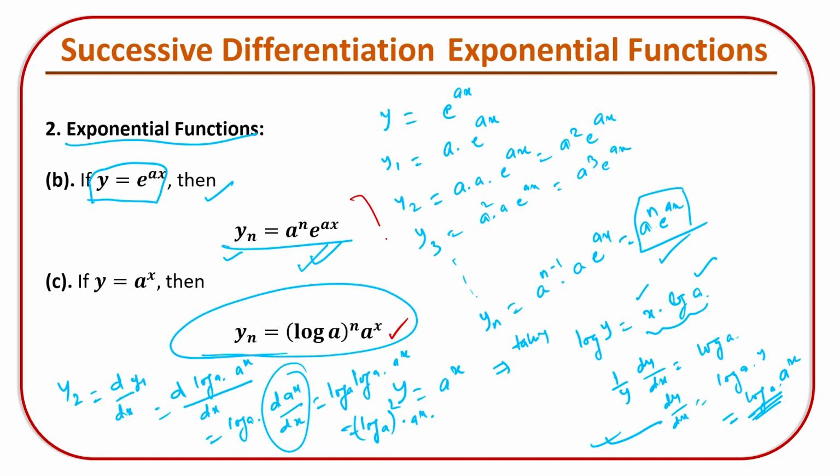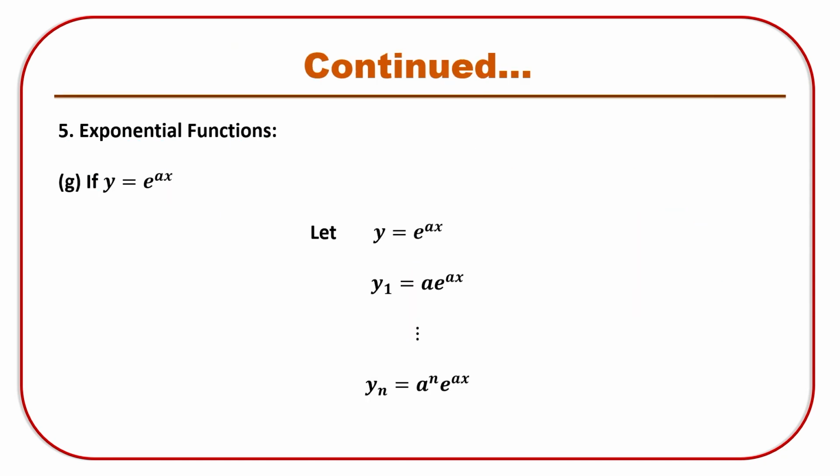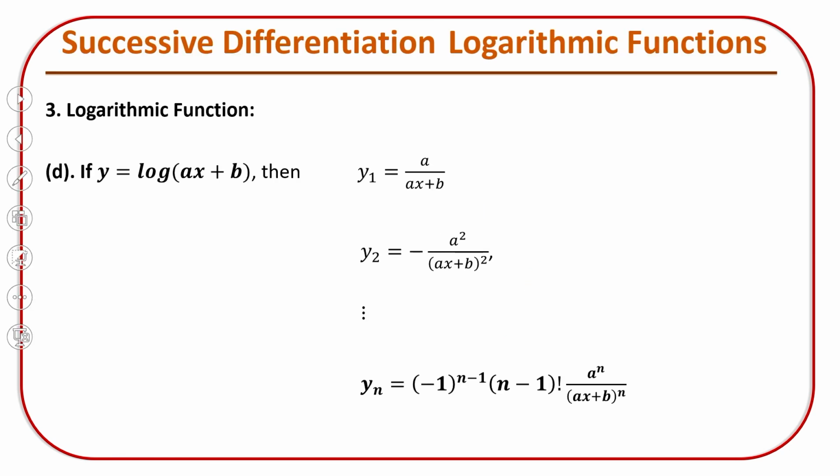So these two you must remember. If the function is y equal to e power ax, that is, it is in the exponential form, then the nth derivative of that function, y of n, is equal to a power n e power ax. And if it is a power x, then the function is, the constant becomes log a power n into a power x. Similarly, the exponential function, we had already proved this one, and then the logarithmic function.